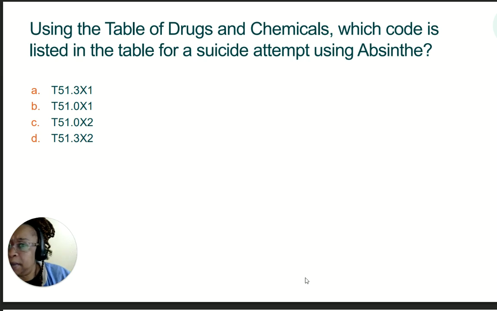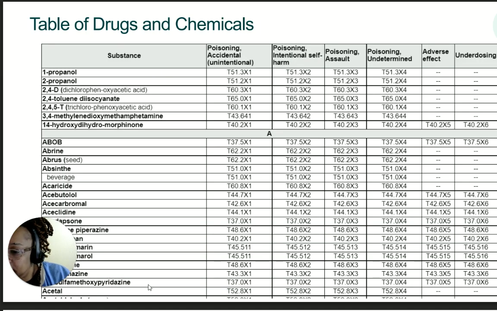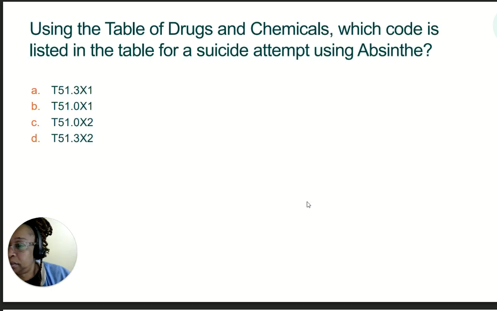Oh, I'm sorry. Wait a minute. Oh, suicide attempt. Okay. Let's go back. And that will be one second. Oh, up here. Sorry. And here's the actual code, which will be T51.0X2, which is T as in Tom.